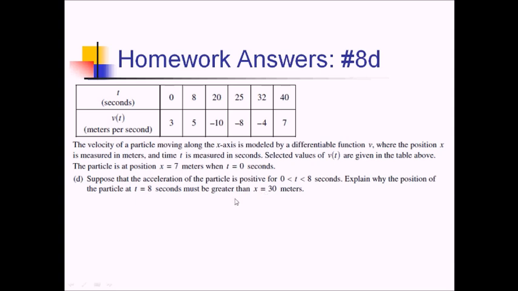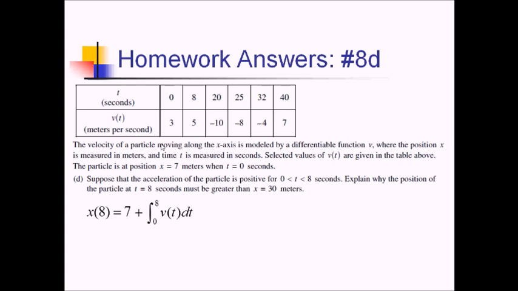So let's talk about the position in general. We're starting at x equals 7 at time 0. So our position at time 8 in general is going to be 7 plus the integral of x prime, or v of t dt, from 0 to 8. Let's talk a little bit more about what this v of t is doing, because we don't have a formula for it, but we do have a table with some values.